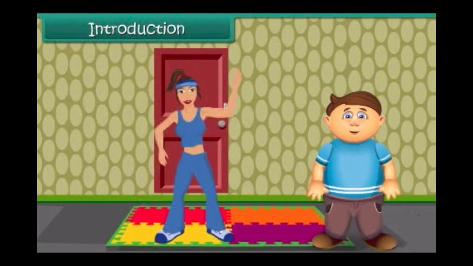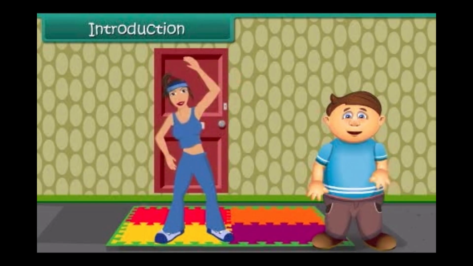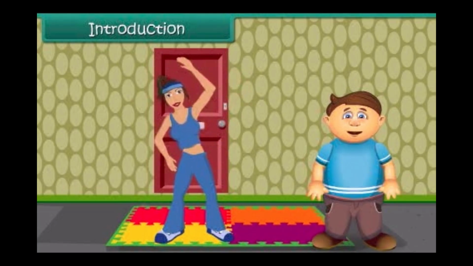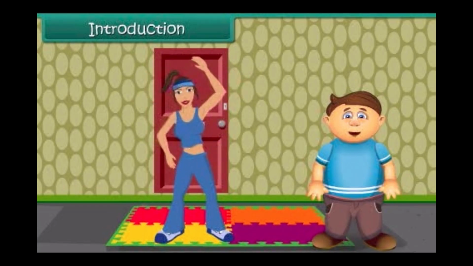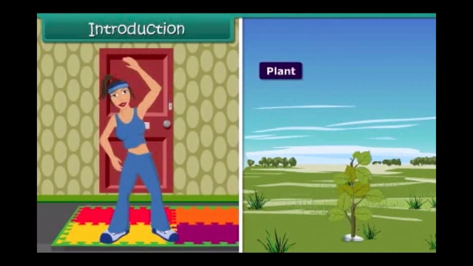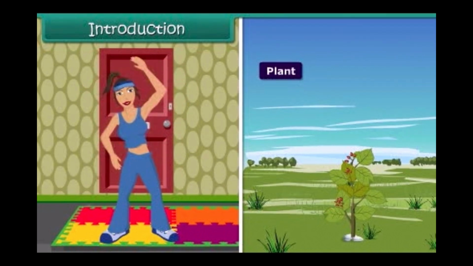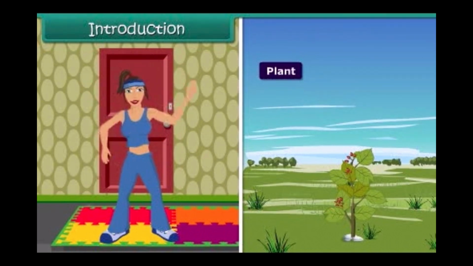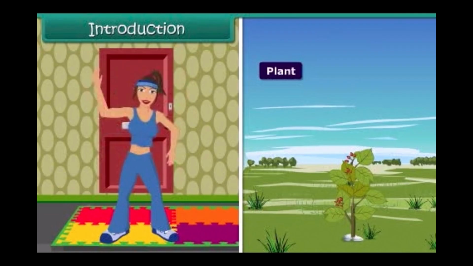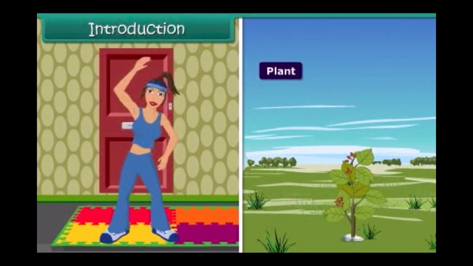As we all know that our body is made up of several parts. Each part of our body has its assigned job. Similar to our body, a plant also has several parts in its body. Let's learn about parts of a plant and their functions in detail.